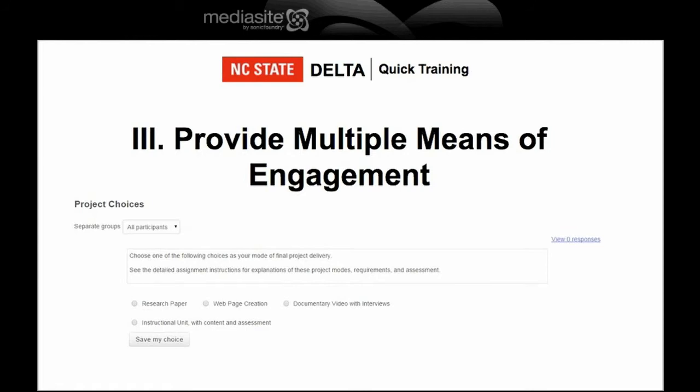The third principle of UDL is to provide multiple means of engagement, which is the why of learning. The checkpoints of the third principle aim to encourage motivation in learners. These include providing options for students as they demonstrate their learning by offering them choice of projects or project delivery, and limiting distractions or threats in the learning environment by providing a safe and supportive learning environment for all students.